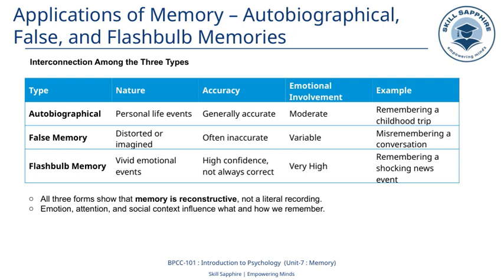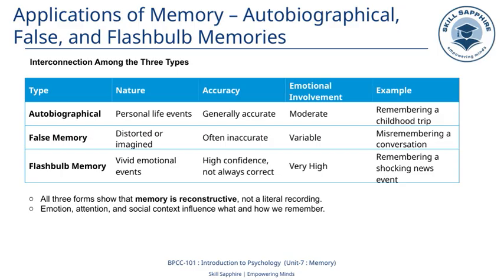Then we have flashbulb memories, which are associated with vivid, emotionally charged events. We often have very high confidence in these memories, but that doesn't always mean they are accurate. For instance, many people vividly recall where they were when they heard shocking news. These memories tend to feel incredibly detailed and emotionally intense, which is why they're called flashbulb memories.